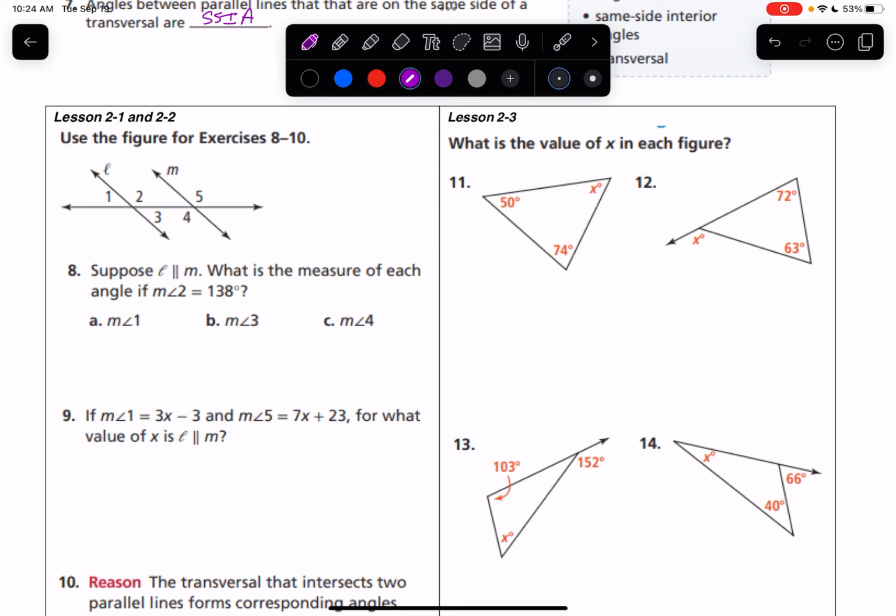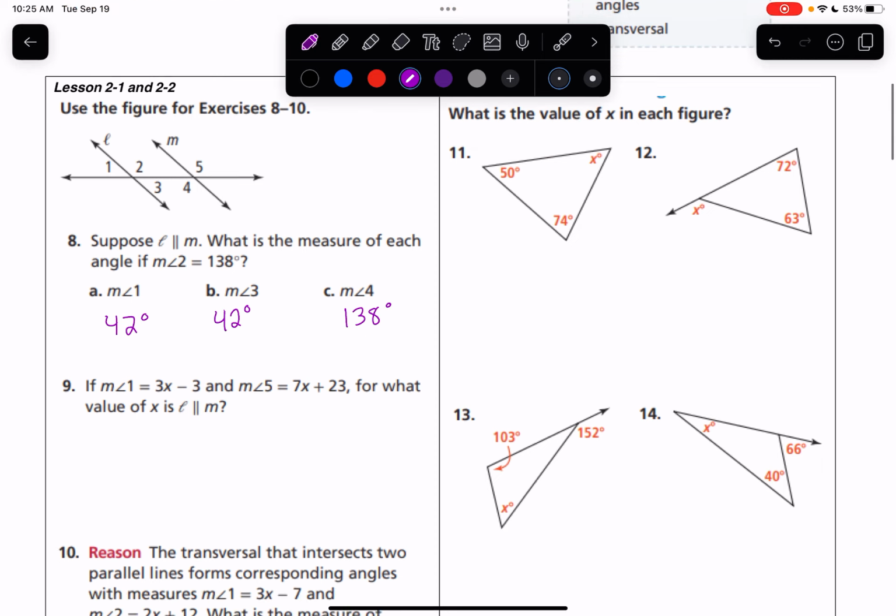All right, let's keep going. Number 8, suppose L is parallel to M. What is the measure of each angle if the measure of angle 2 is 138? Well, in that case, the measure of angle 1 will be supplementary and will be 42 degrees. The measure of angle 3 will be supplementary and will be 42 degrees. And the measure of angle 4 will be 138, congruent to the angle we already had.